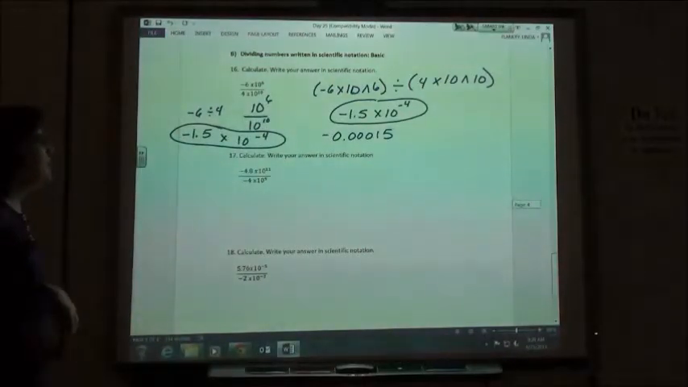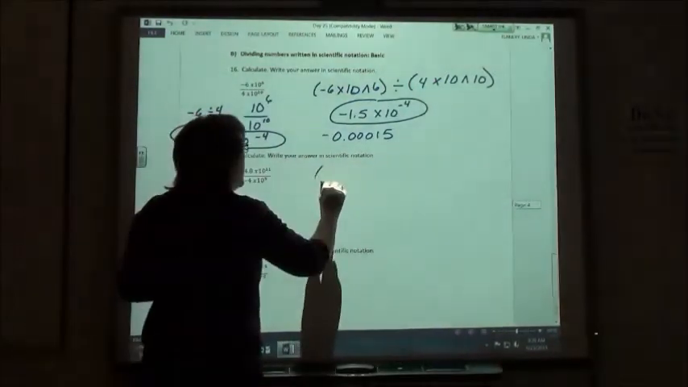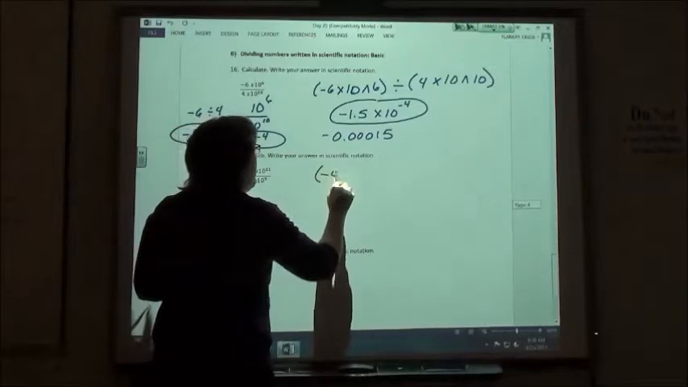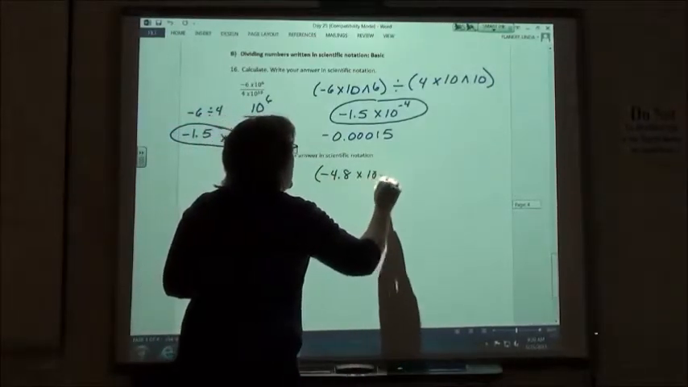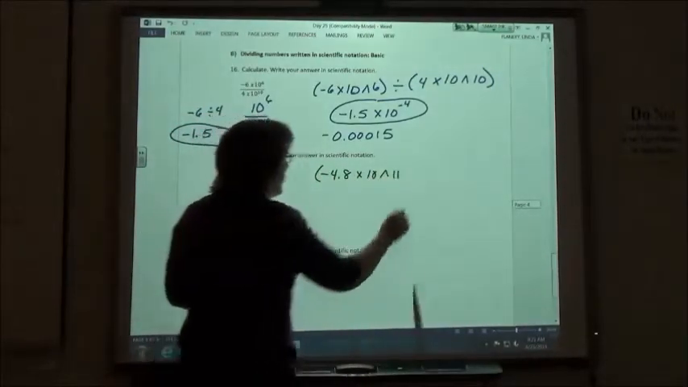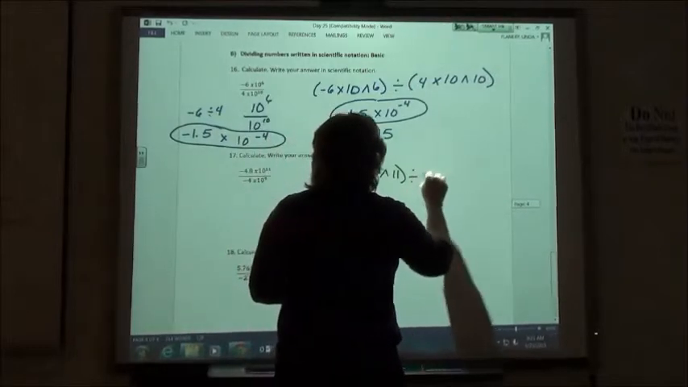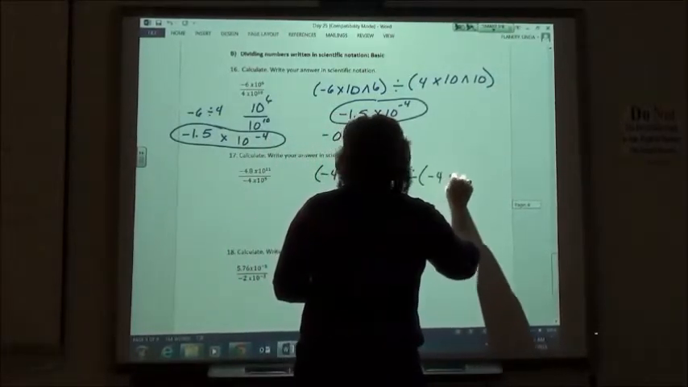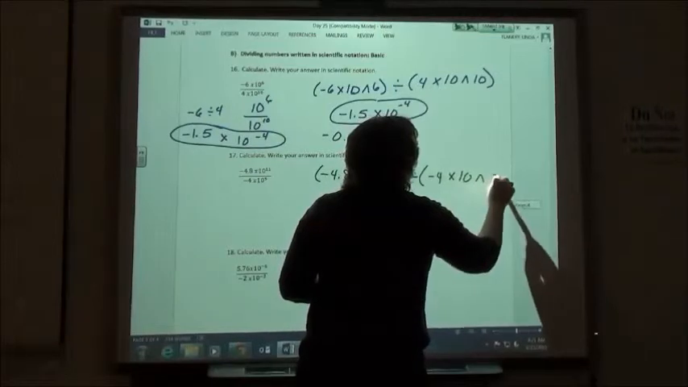So again, number 17, if we use our calculator first, just for practice on that, negative 4.8 times 10 caret 11, 10 to the 11th. And then I'm going to divide it by negative 4 times 10 caret 9.